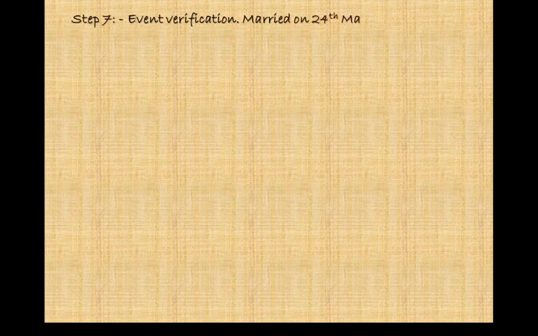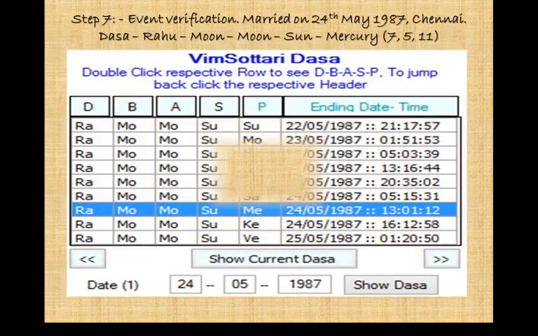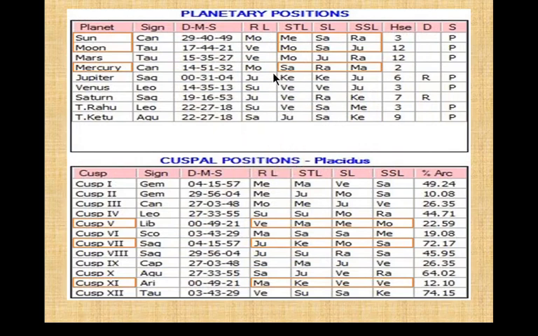Now moving to the seventh step of birth time rectification. In this step we will verify some events of this person's life, and this person got married on 24th May 1987 in Chennai around 10 a.m. So the dasha on 24th May 1987, Moon was Bhukti Lord and Antar Lord, Sun was Sukshma, and Mercury was Prana. And we have to study cusp 7, 5, 11 because these three cusps are connected to marriage. So let's begin our study.